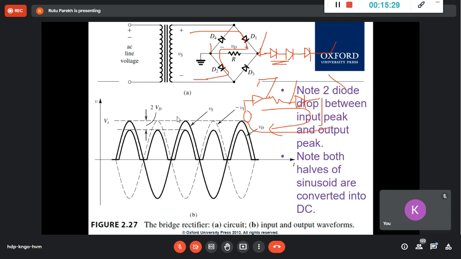So the voltage here is this voltage minus this minus this. You can keep this R here also. If you keep it here also, the same current will flow.